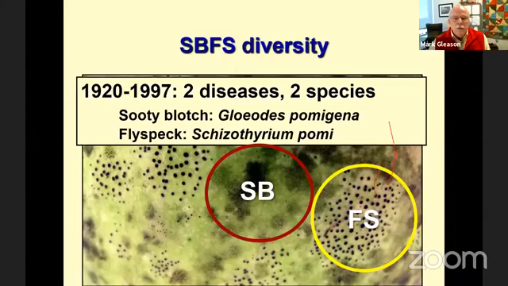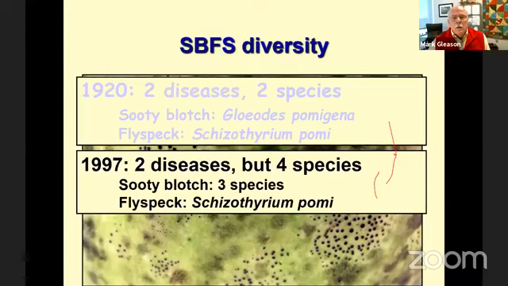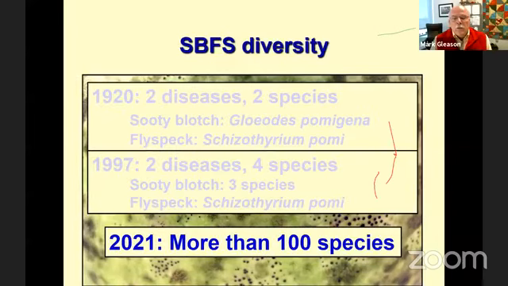But then things began to change with the use of that new tool, molecular genetics. This is when it began to change. In 1997, work at North Carolina State University showed that there were 4 species in the sooty blotch and fly speck complex, not 2. 2 new species were described. They were still using the traditional mycological methods, but then when we combined molecular genetics, this is the picture that emerged. In 2021, we recognized more than 100 species in many genera and several families within this complex.